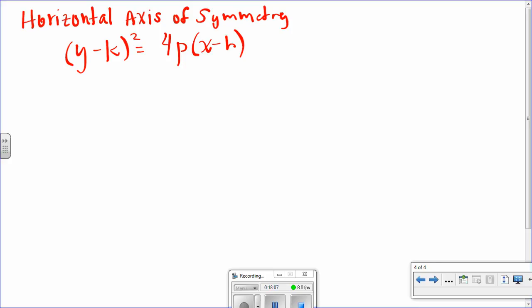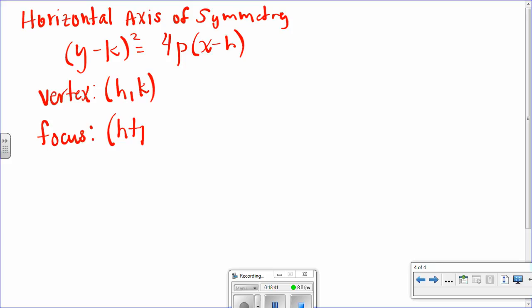Alright, so we still have a vertex at h, k. That doesn't change. Just be careful because the location of h and k changed. But h is still with x. h is always with x. k is still with y. Focus has to be inside the parabola. It's not k that's changing anymore, it's h, because it's going side to side. So it's at h plus p, comma k.